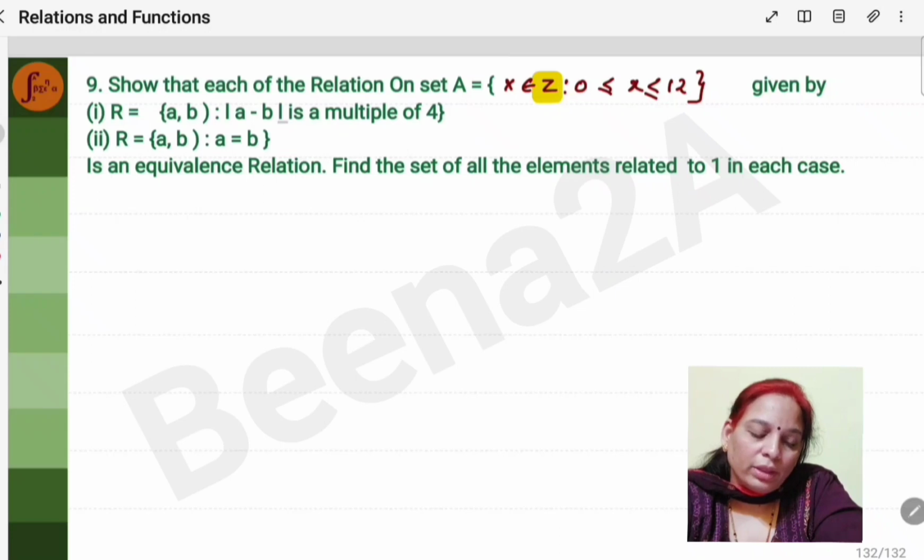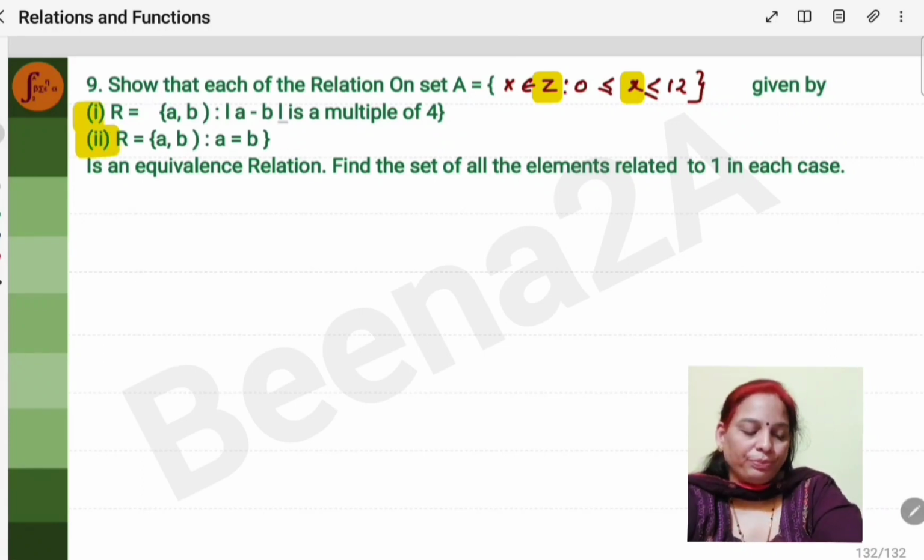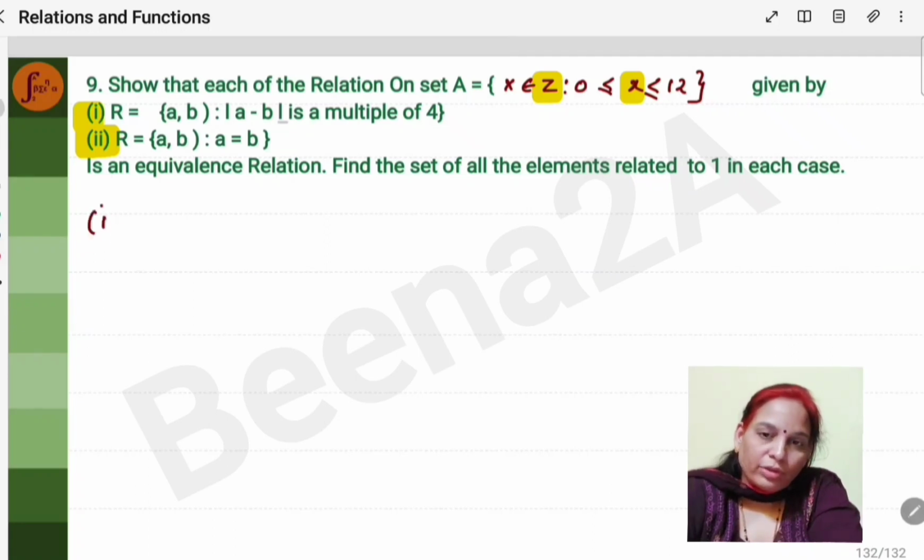Now x belongs to integers, and that x is between 0 and 12, right? It's between 0 and 12. It's given by the relation: modulus of a minus b is a multiple of 4. This is one case. And the second case is a is equal to b, right? Let's take the first case, case one.